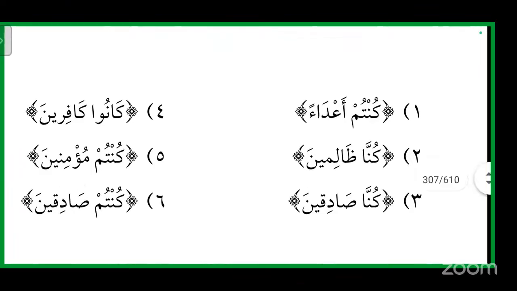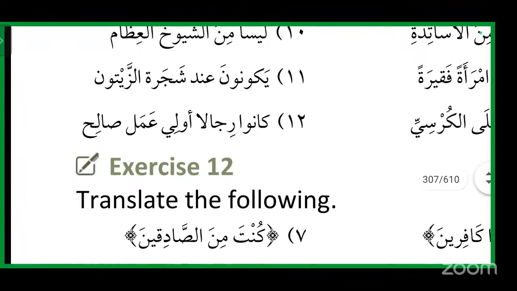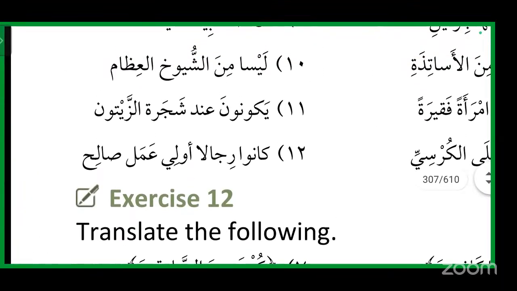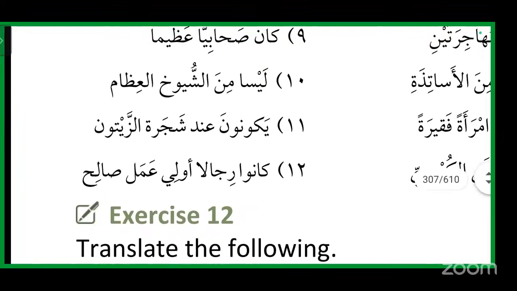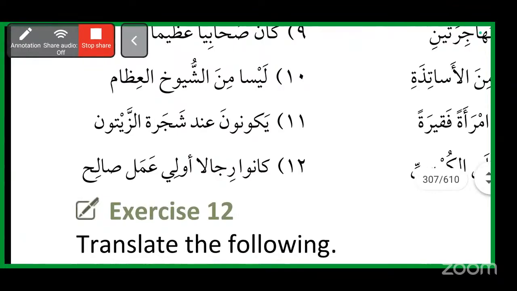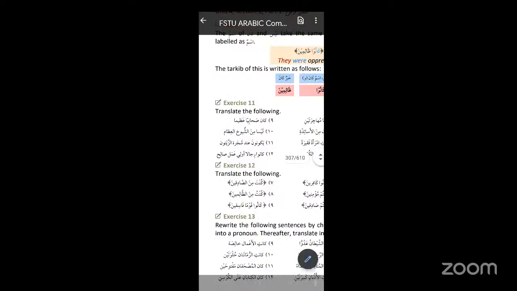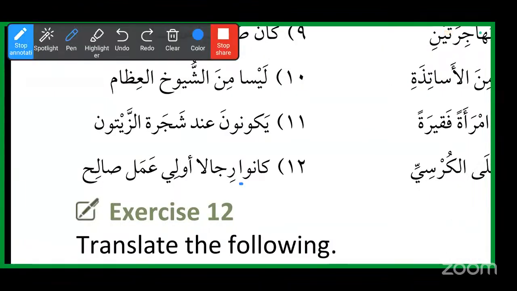Rijalan is khabaru kana. Everything else is khabar kana. Only in the word kanu, the wow fitted with kana is the ismu kana, and everything else is khabar kana. So if everything else after rijalan is otherwise, so this is, you zan.